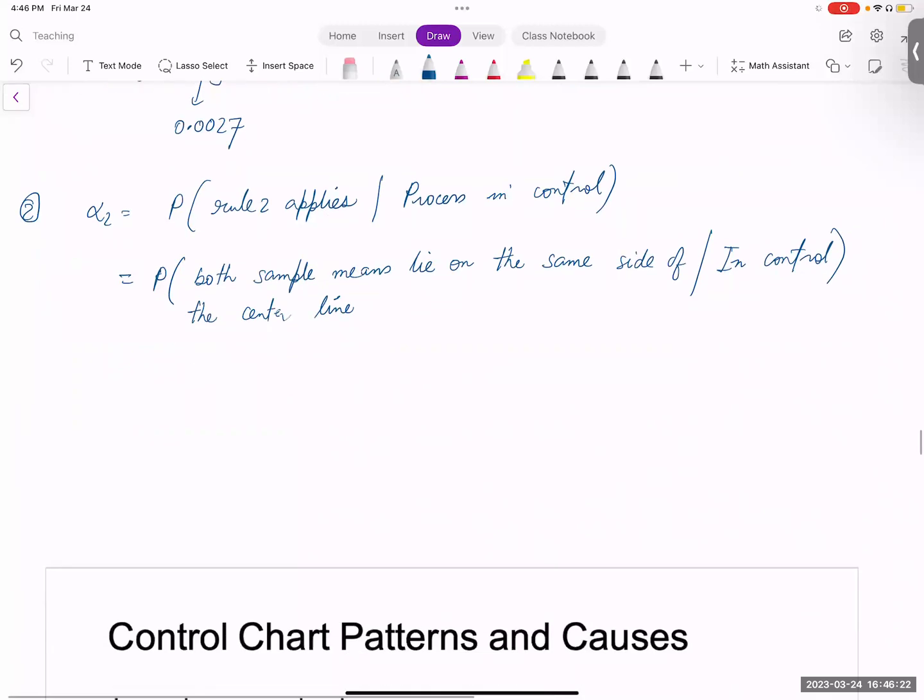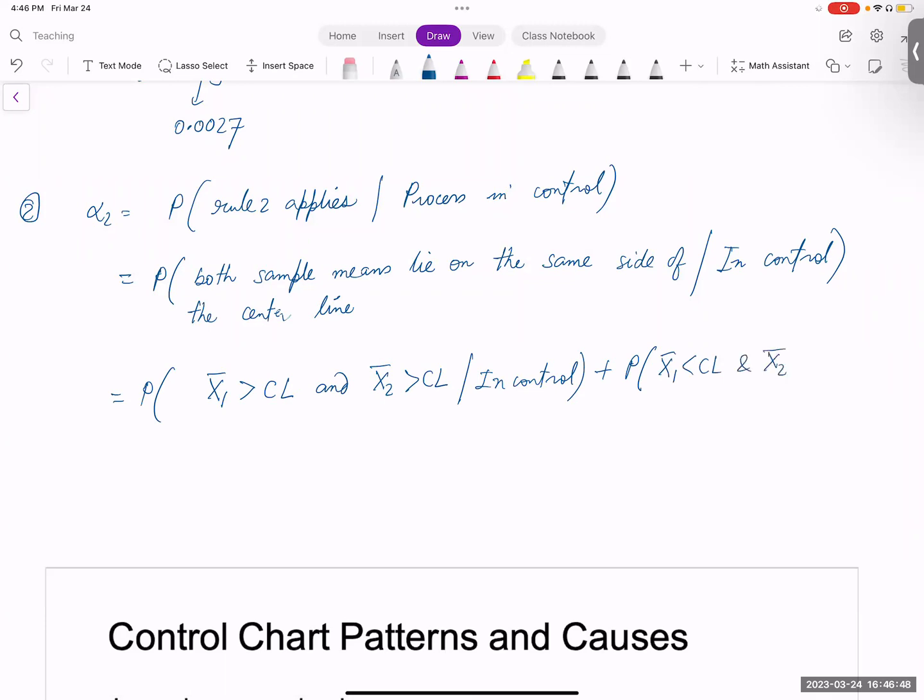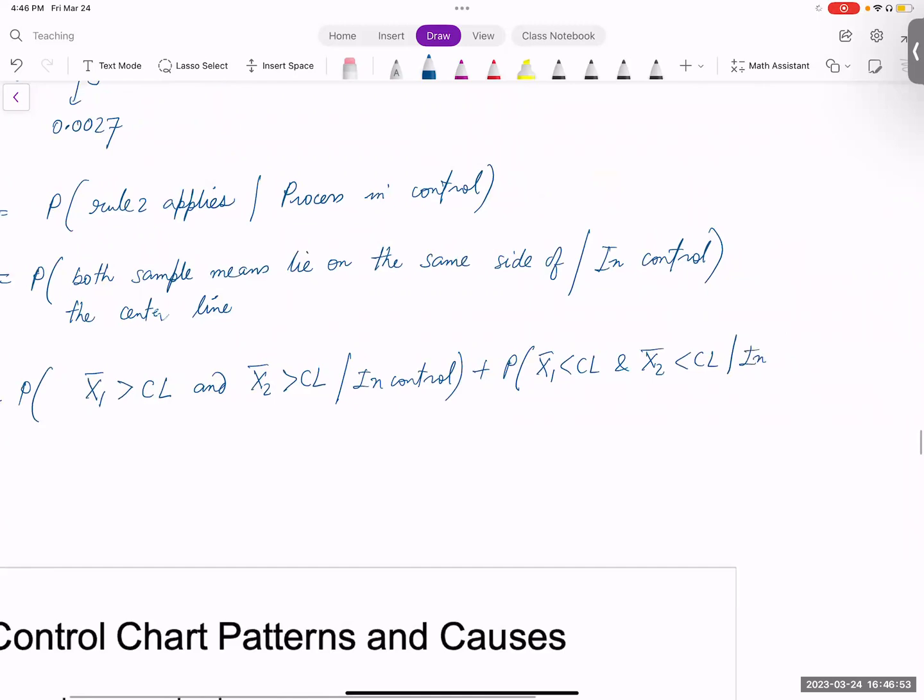Okay, now, if both sample means lie on the same side of the center line, then we can say that the probability that X1 bar is greater than center line and X2 bar is greater than center line, that is one possibility, given the process is in control. The other possibility is both of them are now below center line. So X1 bar is less than CL and X2 bar is also less than CL, given the process is in control.